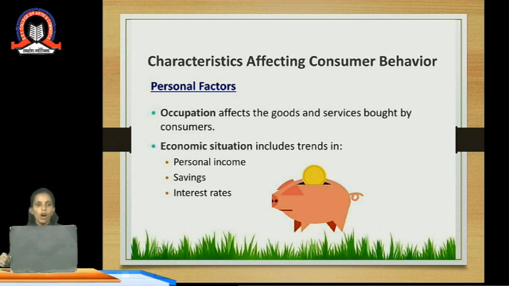Occupation. Occupation affects the goods and services bought by consumers, because on the basis of occupation, the income of the consumer is fixed. Meaning whatever their income is depends on their occupation, the level they have in the occupation, and only on that basis are they able to buy those products.